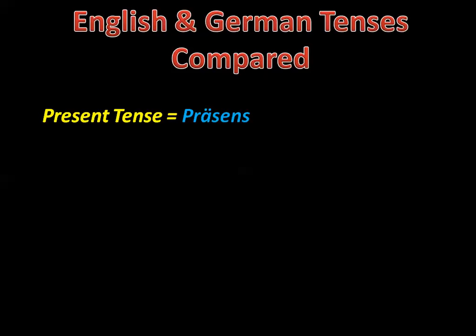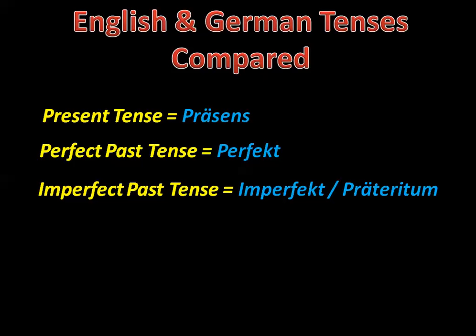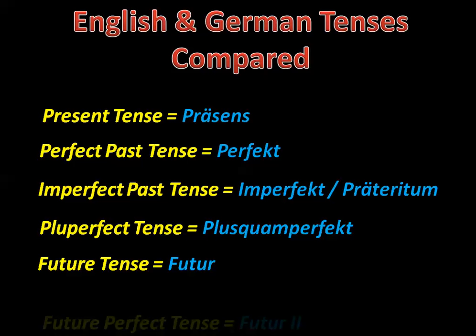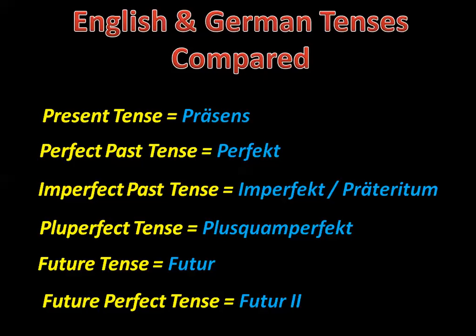In English, the present tense, or in German, Präsens. The perfect past tense, sometimes also in English referred to as the present perfect tense. In German, it's called the Perfekt. The imperfect past tense, in German called the Imperfekt, or also referred to with the word Präteritum. Okay, you have the pluperfect in English, and German is called the Plusquamperfekt. You have the regular future tense, also in German called the Futur. And then in English we call it the future perfect tense, but in German they call it Futur 2.